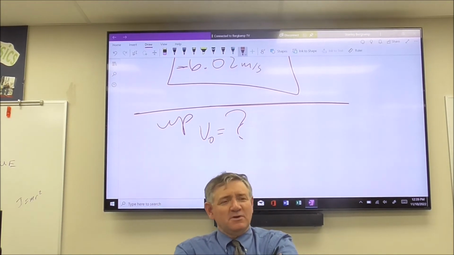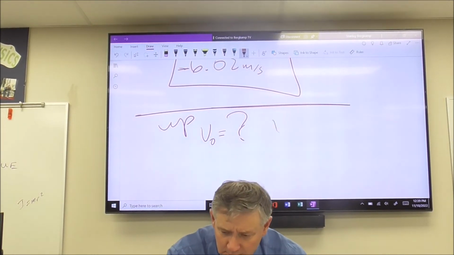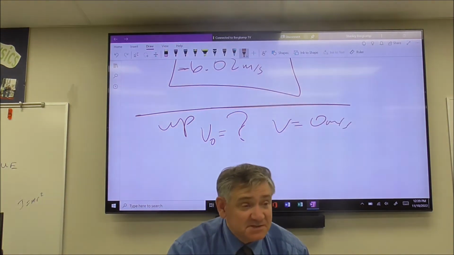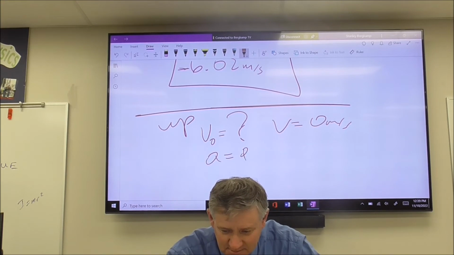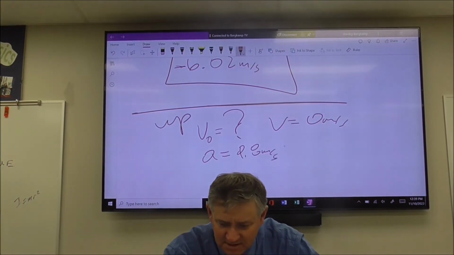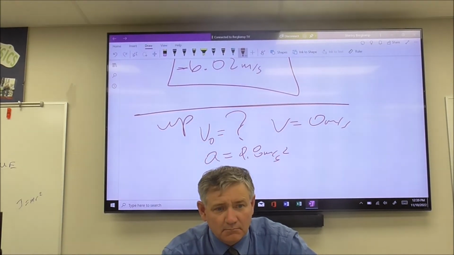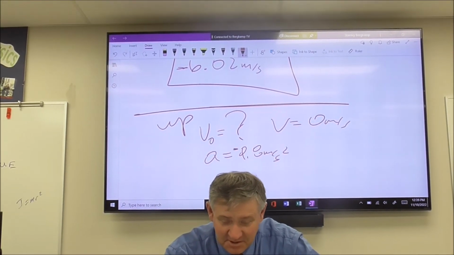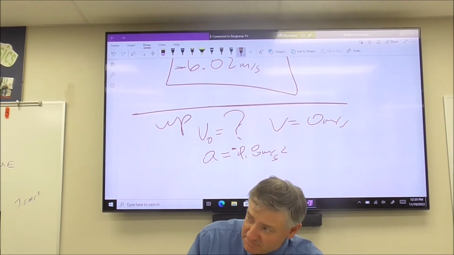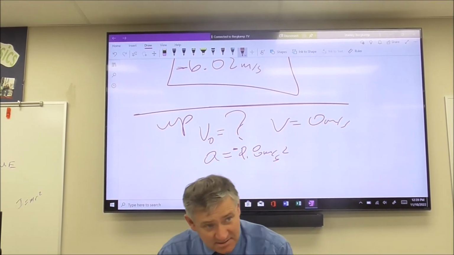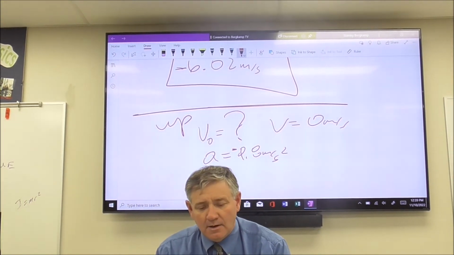What's the final velocity going to be? 0. Cooper, what's the acceleration? Negative 9.8. Fantastic. Why doesn't the acceleration become positive? It's going up. Yeah, gravity's still trying to keep you down, right? The acceleration does not switch signs. The velocity does, but not the acceleration. Agreed. What else do you know?